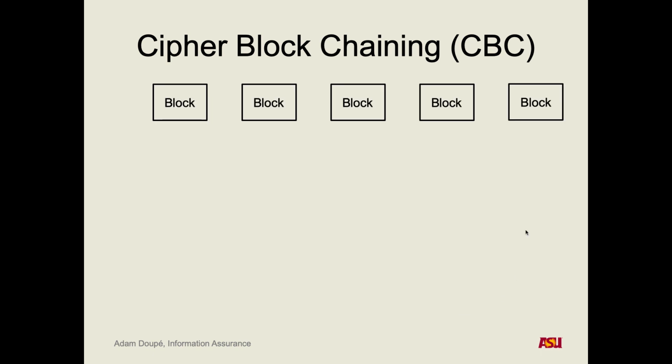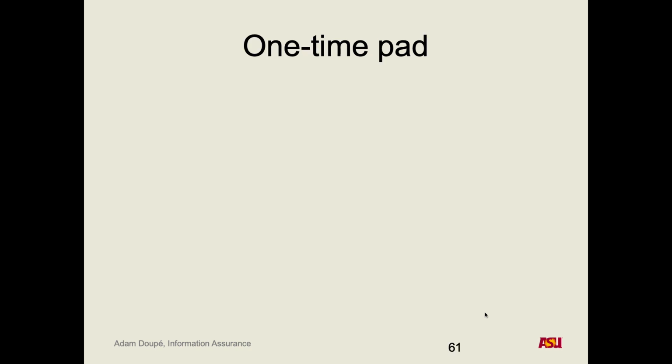Fundamentally, we saw that with ECB mode, we can have patterns that reemerge, even if we can't necessarily go backwards and decrypt the text. We can see that some patterns emerge if they're on the order of 64 bits, because the encryption is the same, and we have CBC mode to combat that a little bit. There's another approach where rather than reusing a key, you have a key that's the size of the text that you want to send.